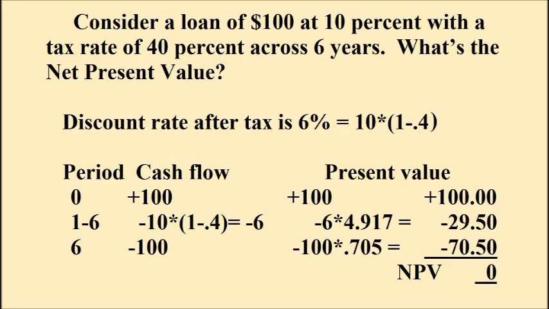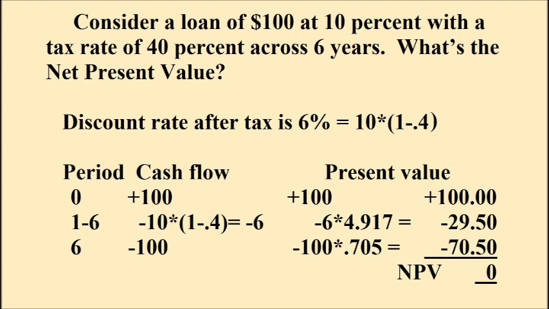Let's look at an example. Here we have a pretty simple loan. We're going to borrow $100 at 10%, tax rate of 40%, and we're going to do it across 6 years. We'll make this an interest-only loan. It's a little simpler to handle. What's the net present value? First thing we're going to do is recognize that the discount rate after tax is 6% because we get to save 4 of every $10 of interest because it's tax deductible.